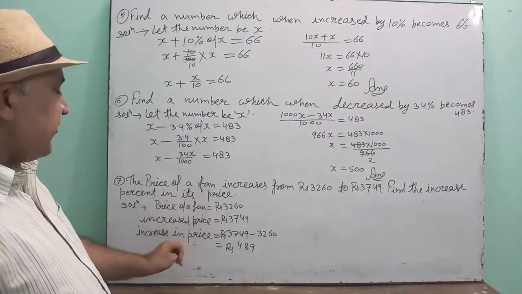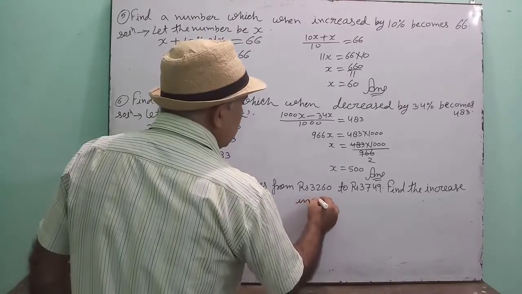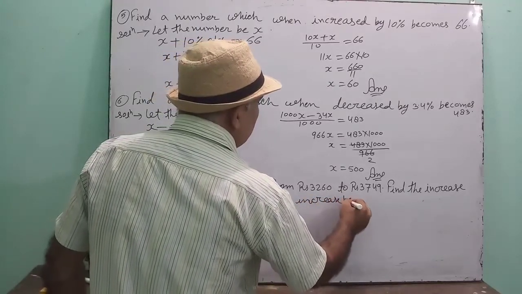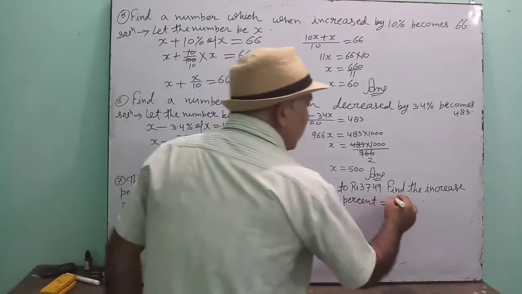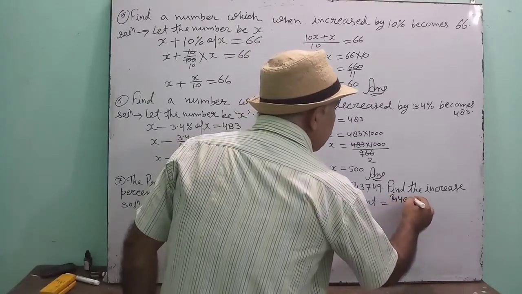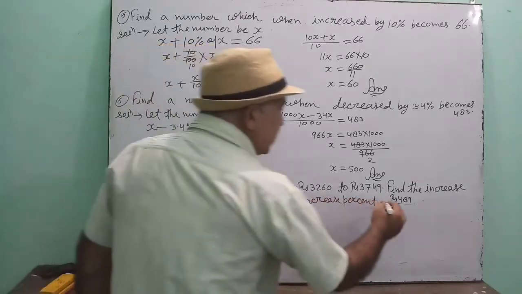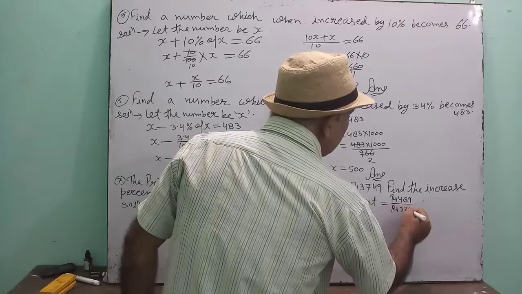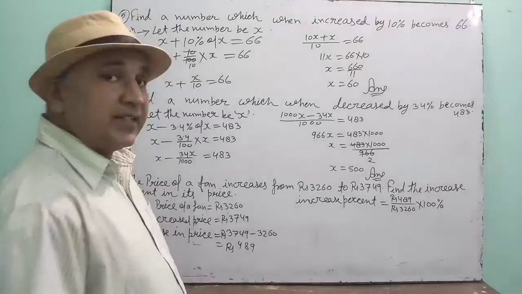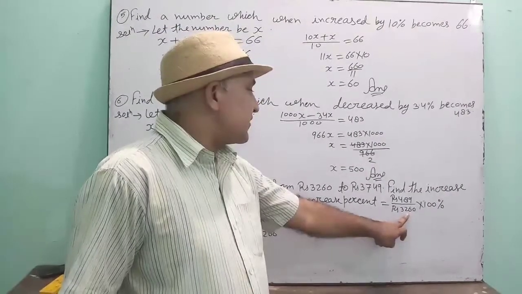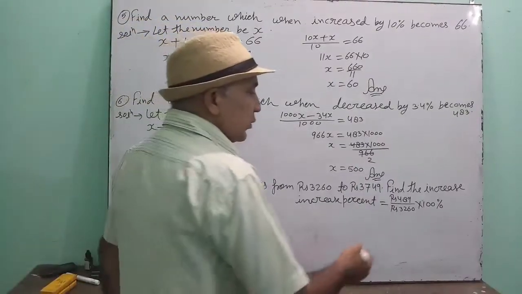Now the question is asking, find the increase percent. So see how to find the increase percent. Increase percent will be equal to increase in price upon original price multiplied by 100%. This is the method. Out of 3260, 489 is the increase. Then what will be its percentage? Solve and get your answer.